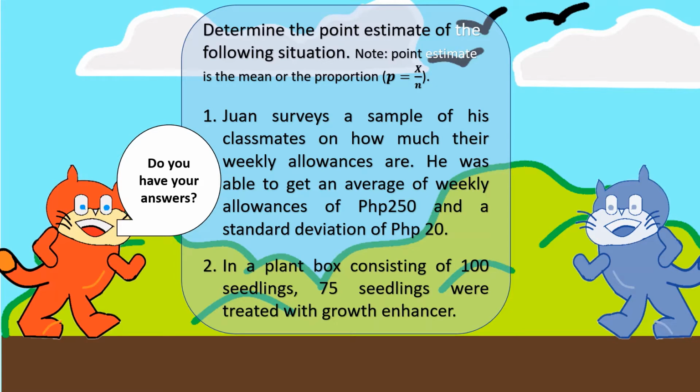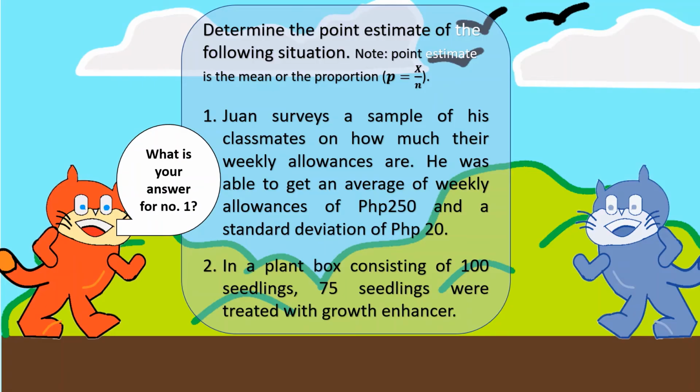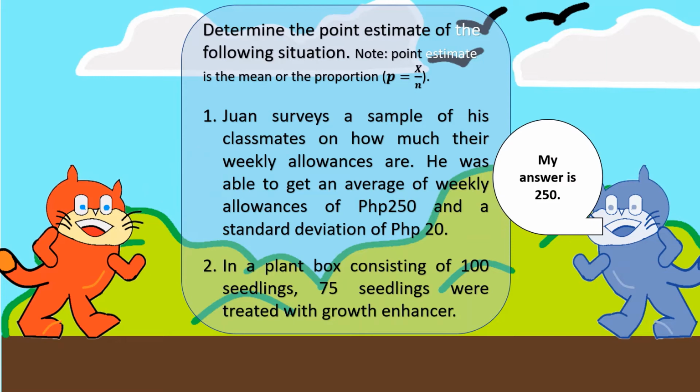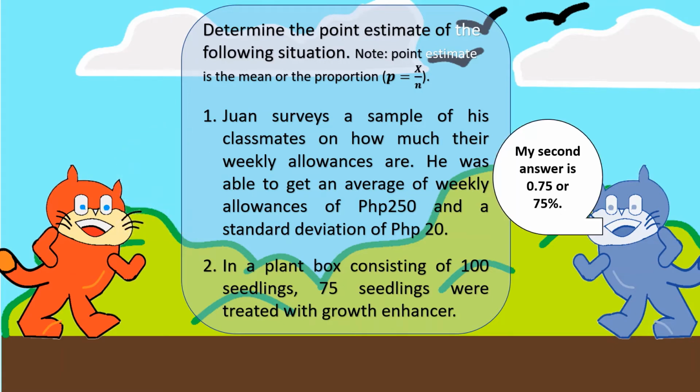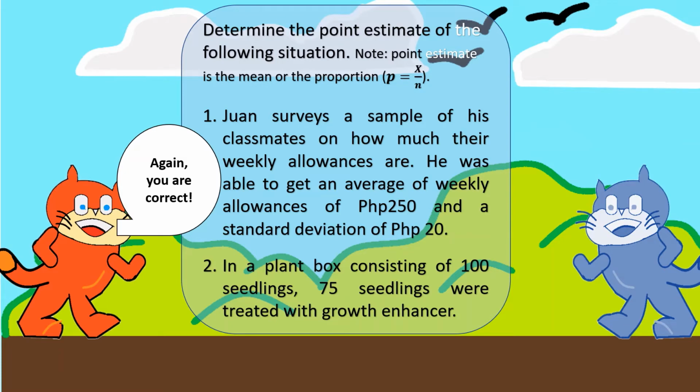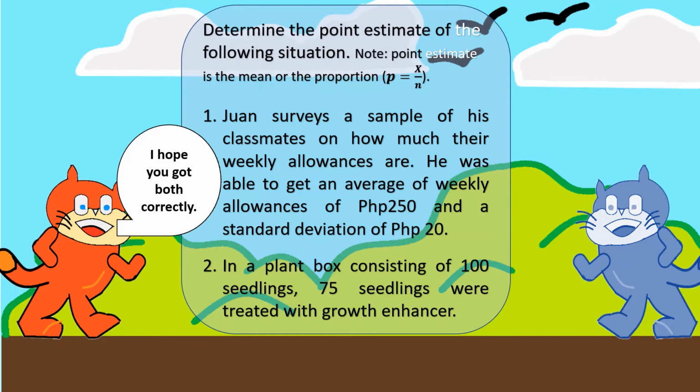Do you have your answers? How about you, Blue? I already have my answer, Orange. What is your answer for number 1? My answer is 250. You are correct, Blue. How about number 2? My second answer is 0.75 or 75%. Again, you are correct. Thank you. How about you there? I hope you got both correctly.